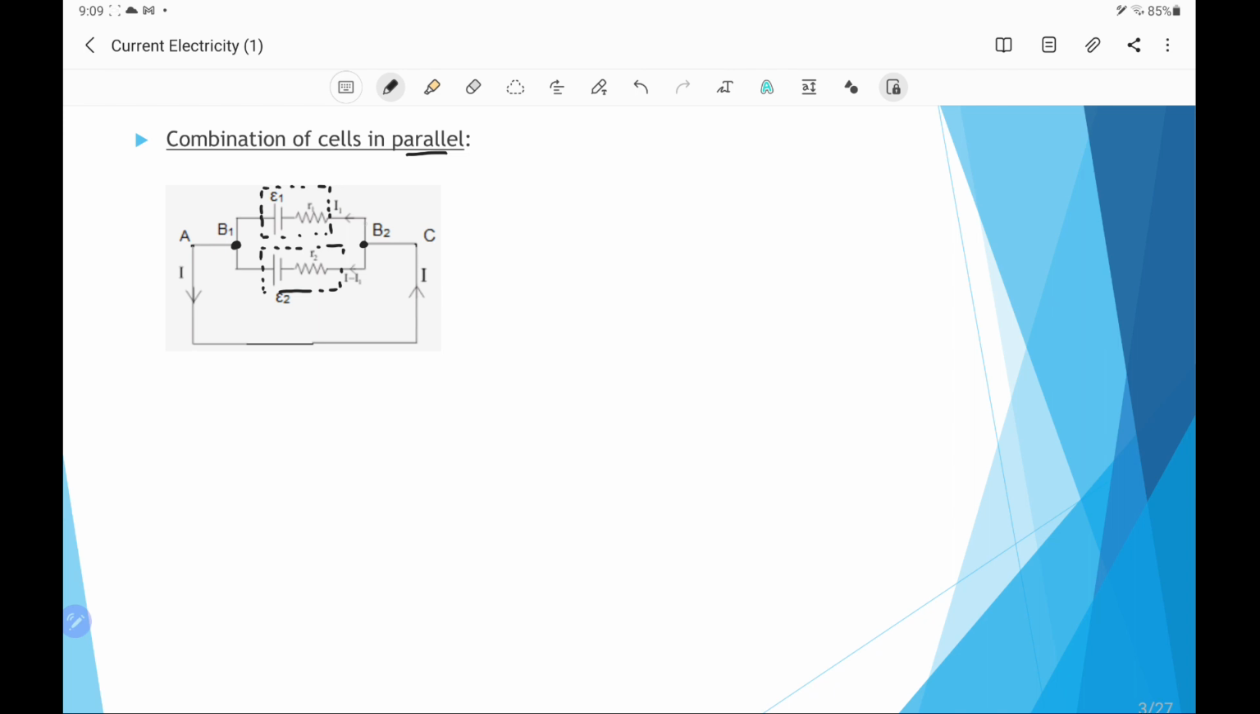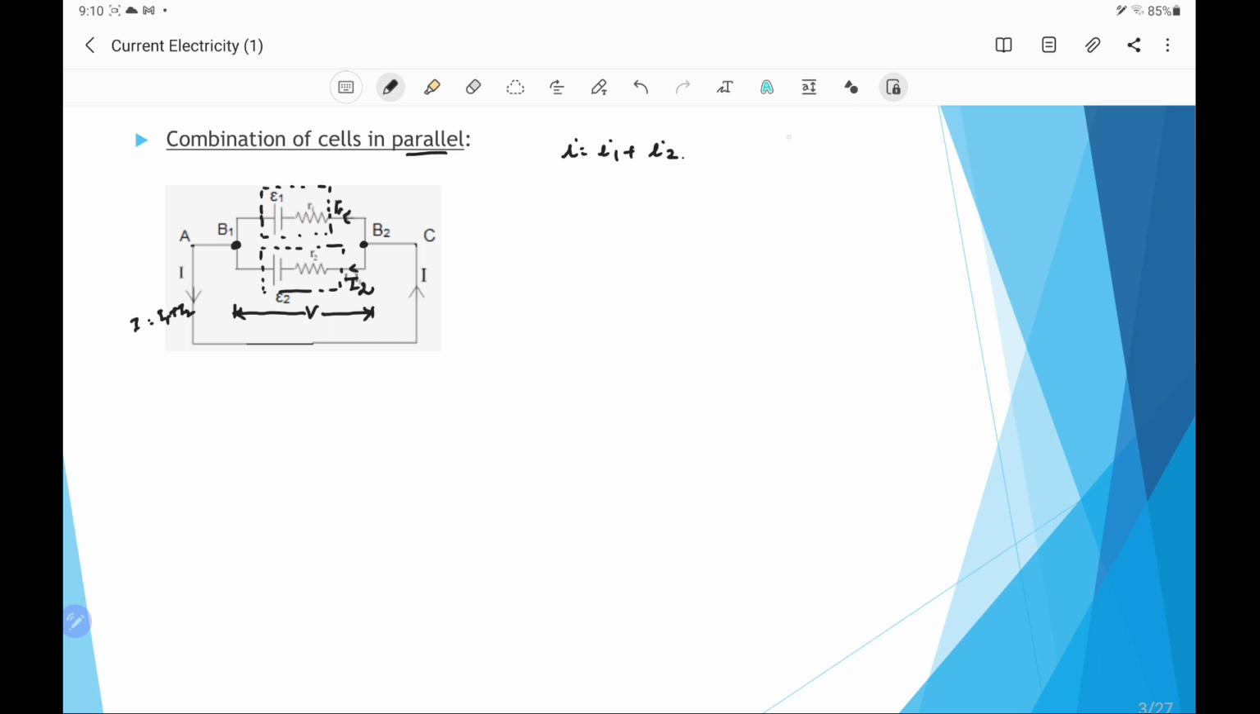Suppose the current in the first branch, that is through E1, is I1, and in the second branch the current is I2. So net current I equals I1 plus I2. In parallel, we know that the potential difference between the common terminals will be the same for both the cells. So the potential difference between B1 and B2 is say V.